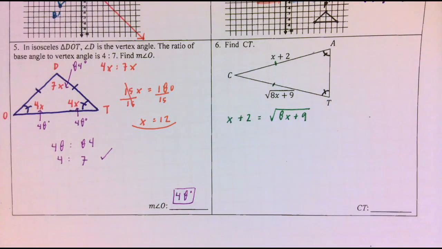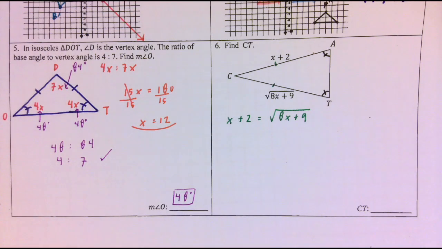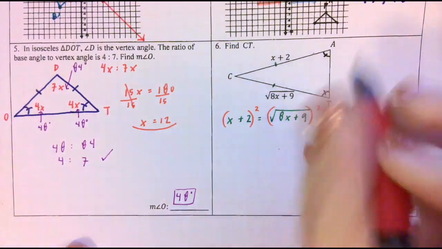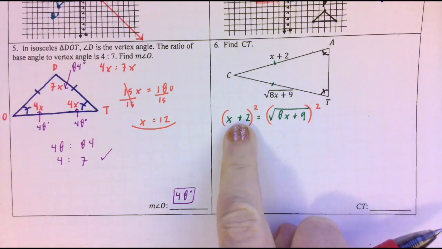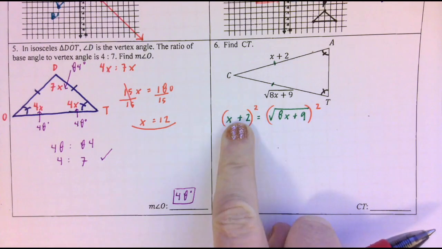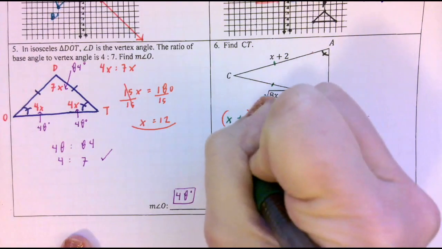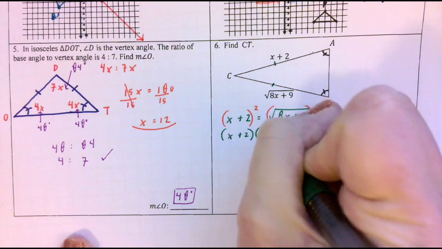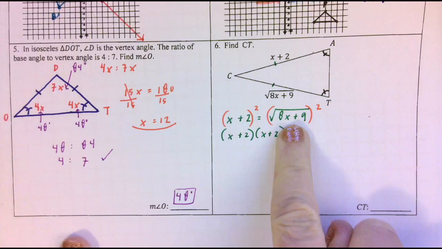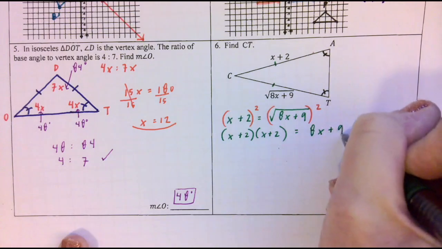Okay, if I want to get rid of the square root, I can raise each side to the second power. So I'm squaring both sides. Now on the left-hand side, this is a binomial. There's two terms that I'm raising to the second power. So I have to visualize this as this package of x plus 2 times itself. So here I have x plus 2 times x plus 2. And here if I multiply a square root by itself, it gives me the pair underneath. So it unlocks that square root and gives me just 8x plus 9.